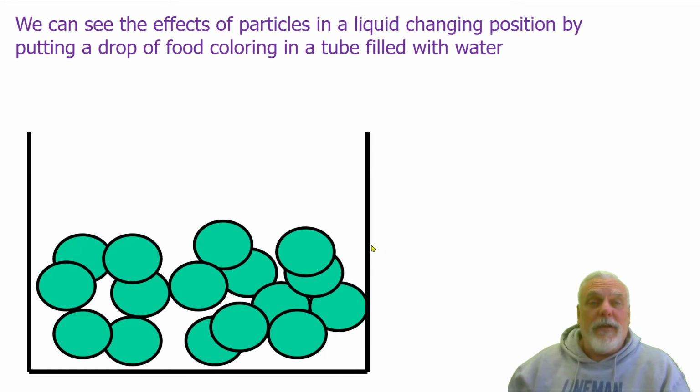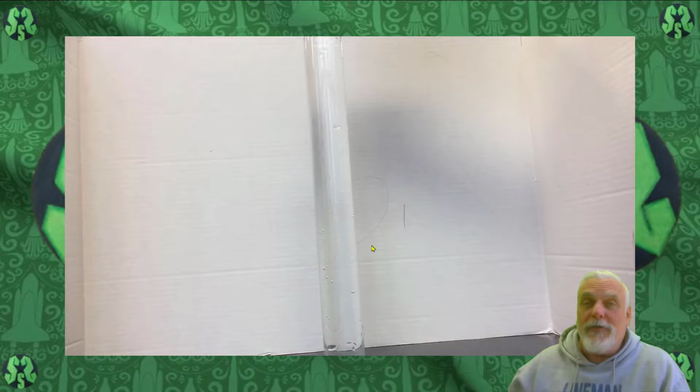We can see the effect of particles in a liquid changing position by putting a drop of food coloring in a tube filled with water. Let's check out this clip.